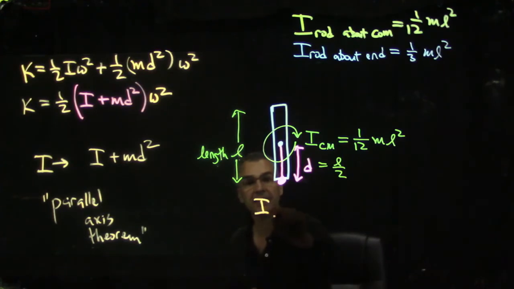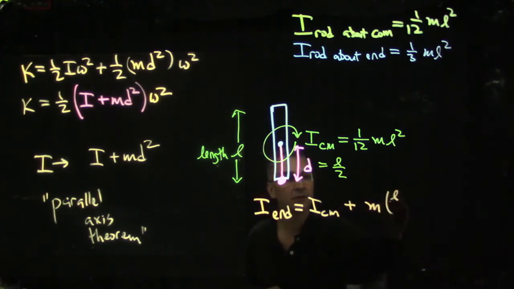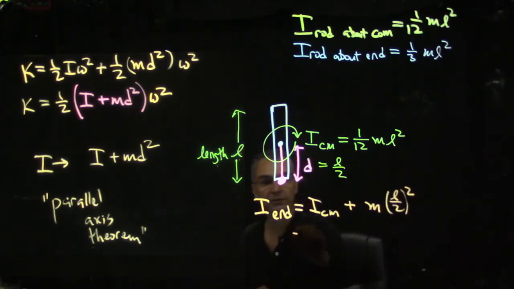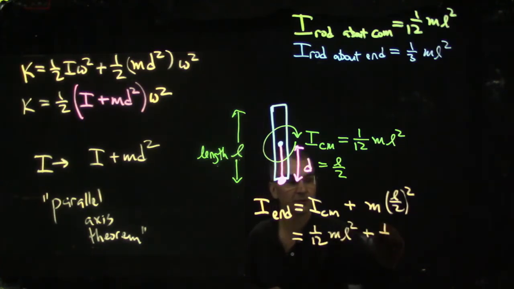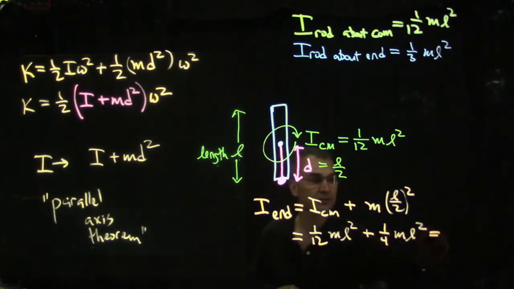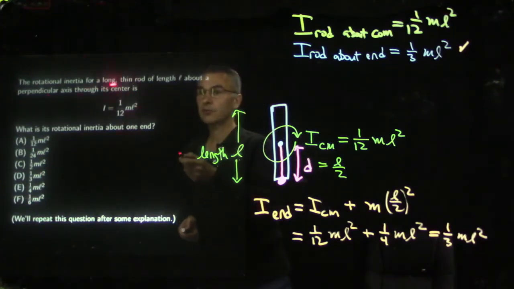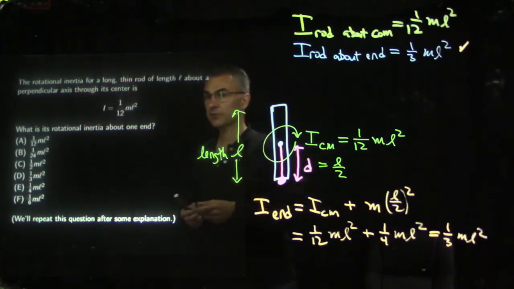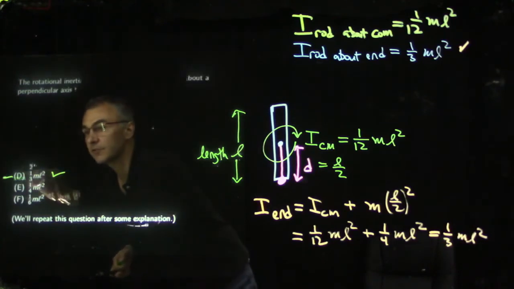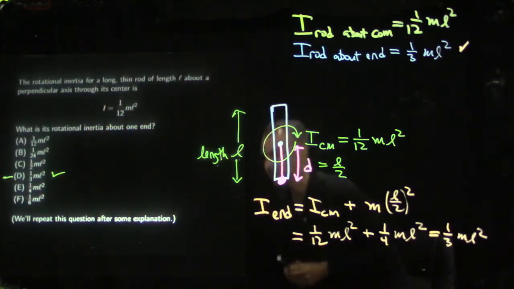So then I about the end is I about the center of mass plus m (L over 2) squared. So this is 1/12 m L squared, and then this is 1/4 m L squared. You add 1/12 and 1/4, which is 3/12, so you put that together, you get 4/12, which is 1/3. So that's 1/3 m L squared, which is the same result we wrote up here. So to answer this question, if it's 1/12 m L squared about its center of mass, then about one end it is 1/3 m L squared. So that's answer D.